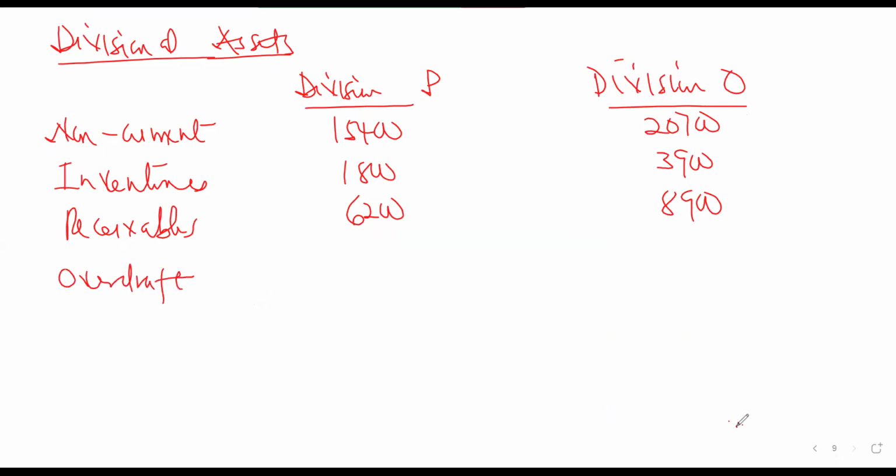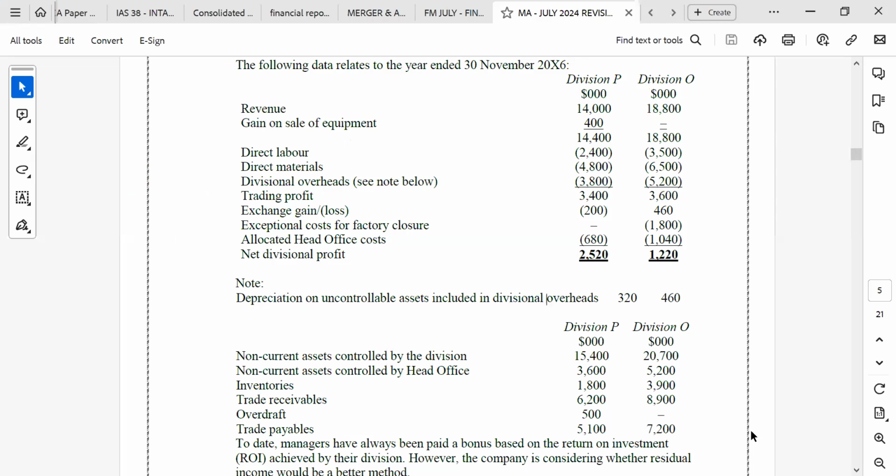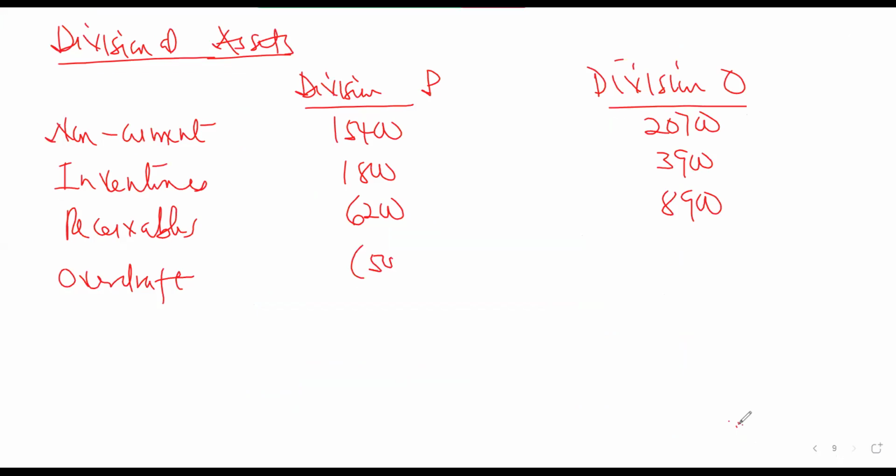Okay. So the net asset is calculated as total assets minus current liabilities, not total assets minus total liabilities. No, this one we are looking for the capital employed, the long-term capital. So total assets minus total current liabilities. So our overdraft is a deduction of 500.